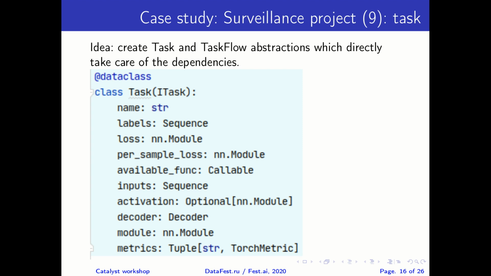So here it's a tuple of a string, the name of the metric, and the torch metric, which is basically a wrapper of the usual metric, which handles the precondition correctly.